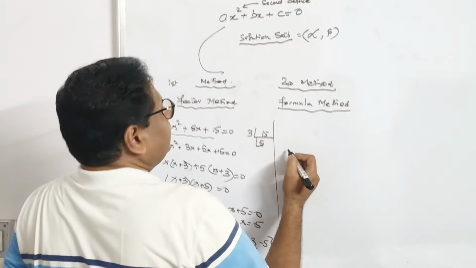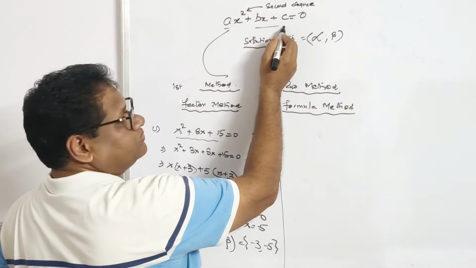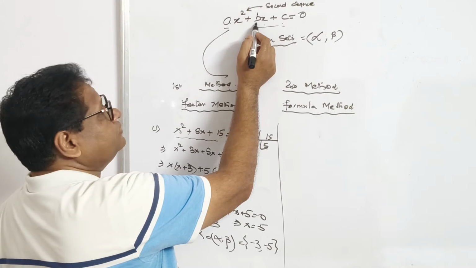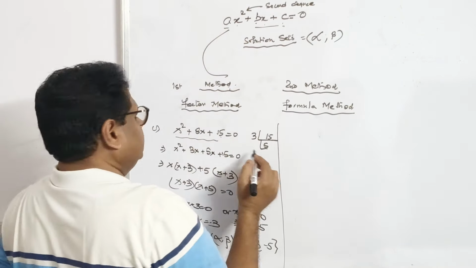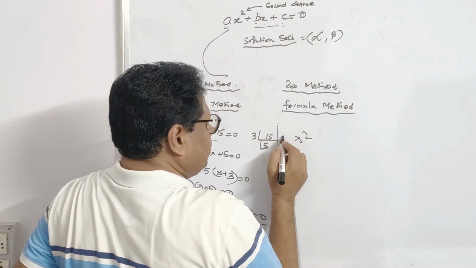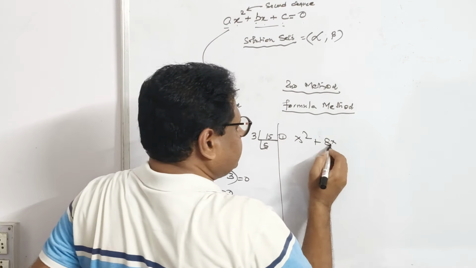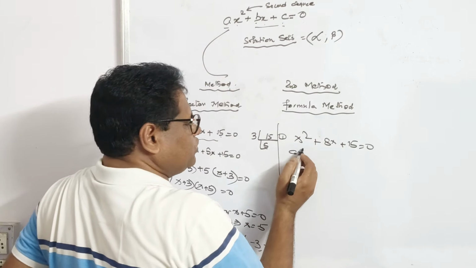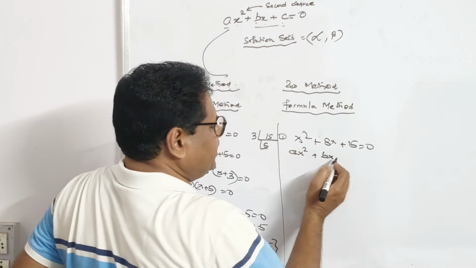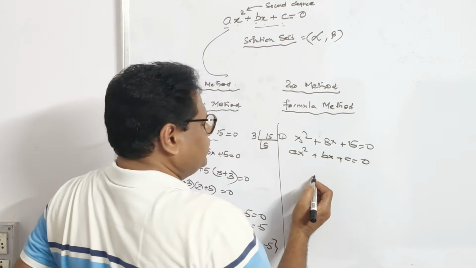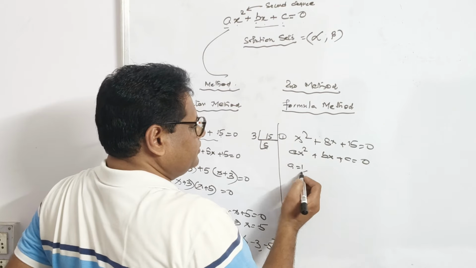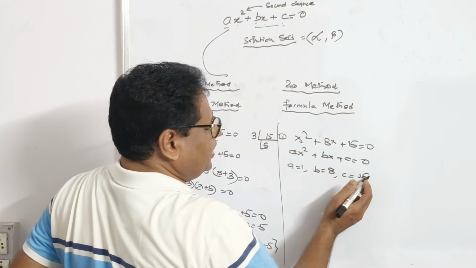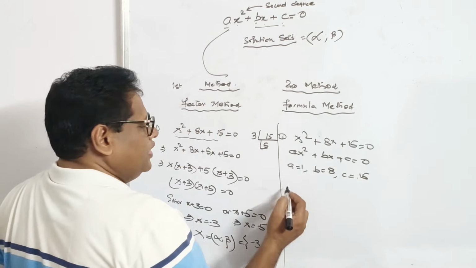In the formula method, we have to recognize a, b and c. c is the constant term free of x, the coefficient of x is b, and the coefficient of x square is a. Let's take the same equation, x square plus 8x plus 15 equals 0. If you compare this equation with ax square plus bx plus c equals 0, then the value of a is 1, the value of b is 8, and the value of c is 15. So now let's use the formula.